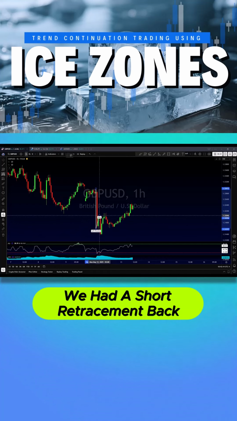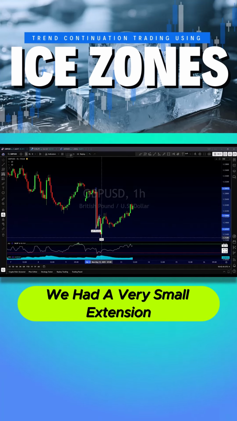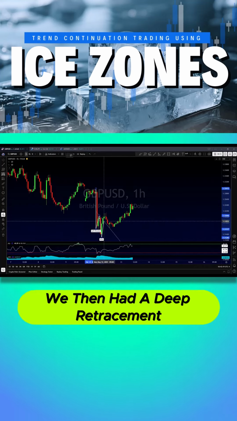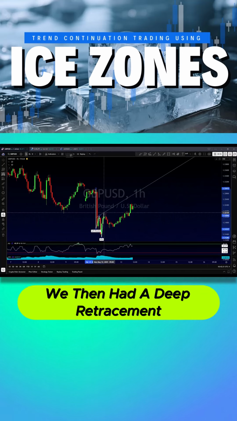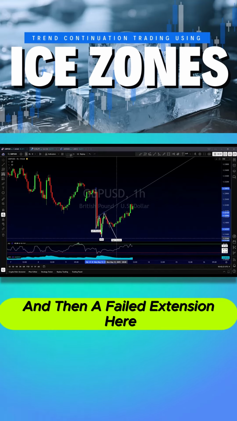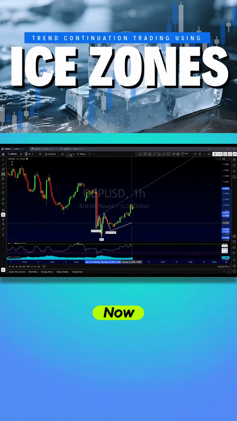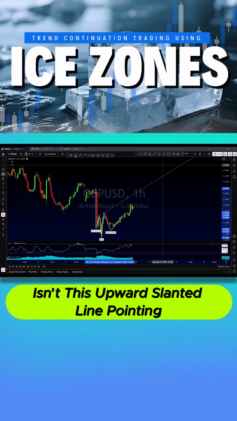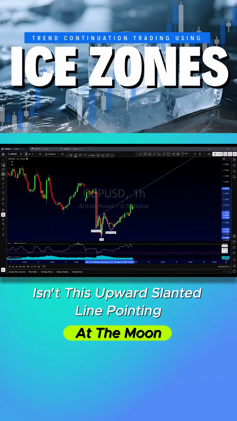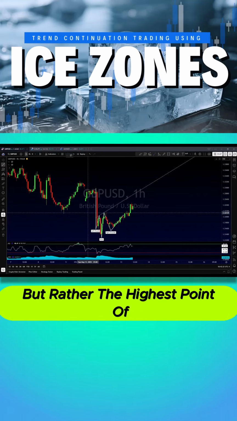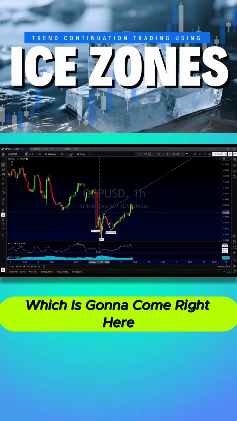We had a short retracement back up. We had a very small extension down. We then had a deep retracement back up here, and then a failed extension here. Now, what's important about this head and shoulders pattern isn't this upward slanted line pointing at the moon, but rather the highest point of resistance, which is going to come right here.